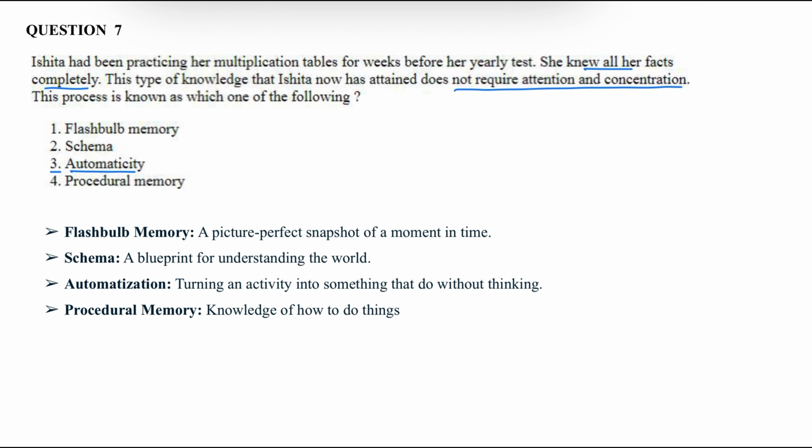Flash memory, a picture perfect snapshot of a moment in time. Schema, blueprint for understanding the world. Automatization, turning an activity into something that you do without thinking. Procedural memory, knowledge of how to do things.